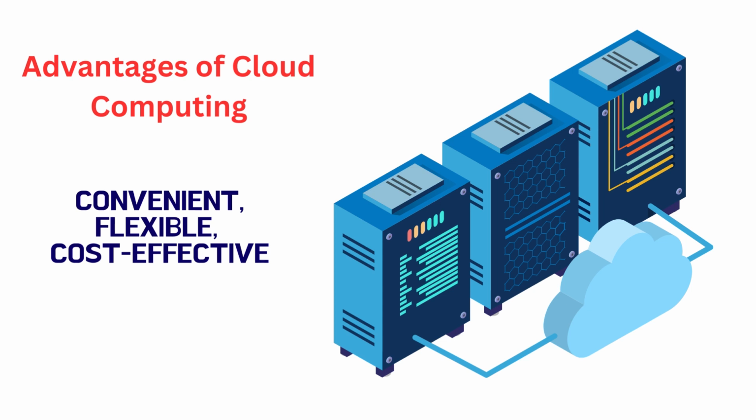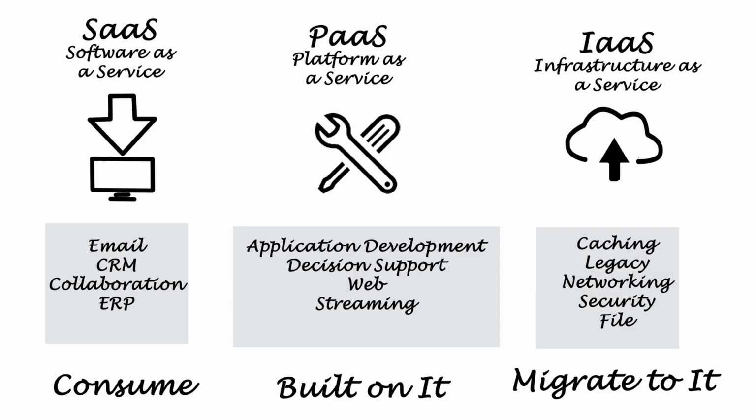Okay, now let's talk about the cloud service models. Cloud computing comes in three main service models. First, infrastructure as a service, IaaS, platform as a service, PaaS, and software as a service, SaaS. Let's break down the cloud service models in simpler terms.